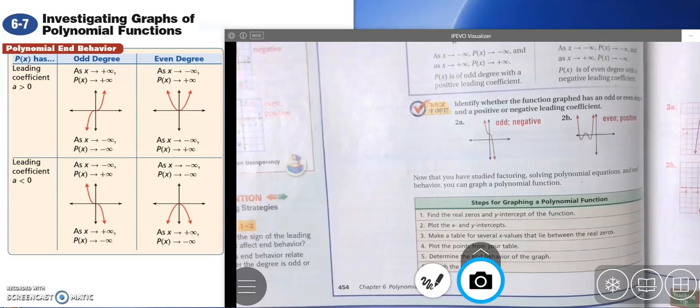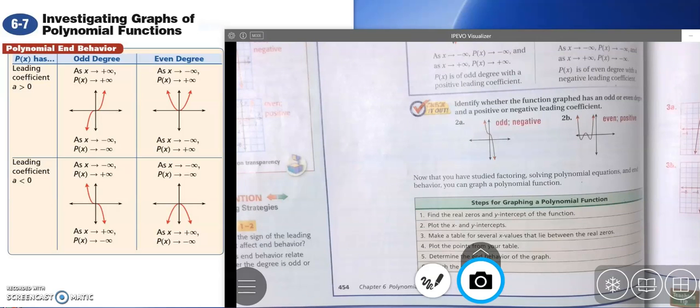Step 1 says find the real zeros and y-intercept of the function, and plot the x and y-intercepts. Make a table for several x values that lie between the real zeros. Plot the points from your table. Determine the end behavior of the graph. Sketch the graph. It's actually a lot easier than it sounds.